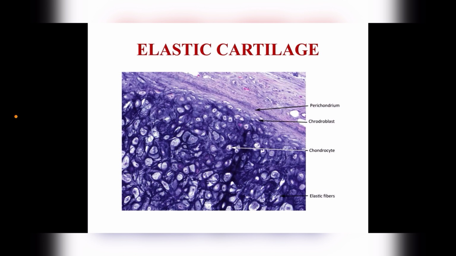Here is the microscopic nature of the elastic cartilage. The perichondrium, the chondroblast, the chondrocyte, and the elastic fibers are arranged in a thread-like manner.